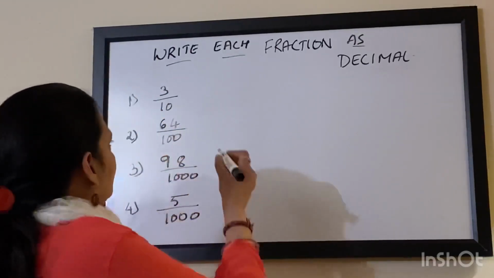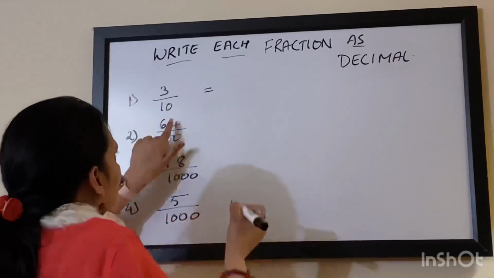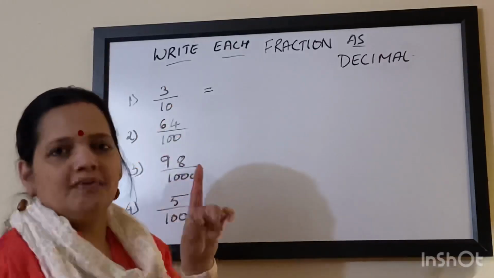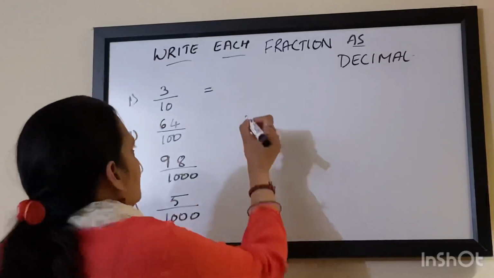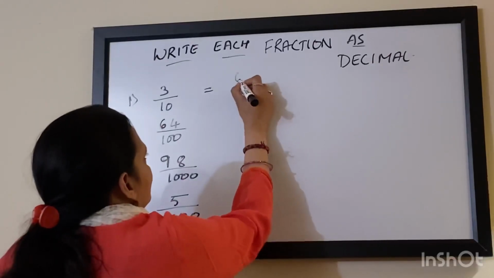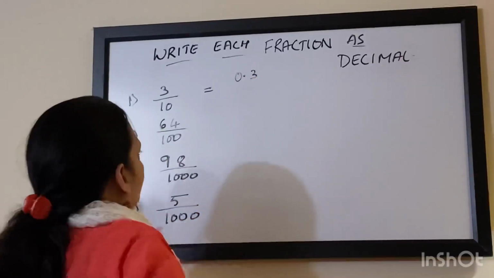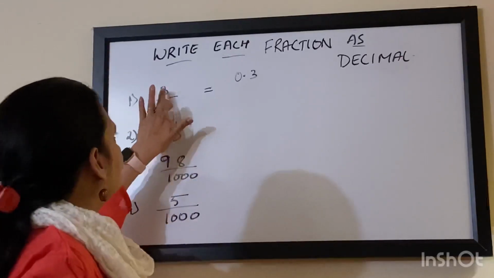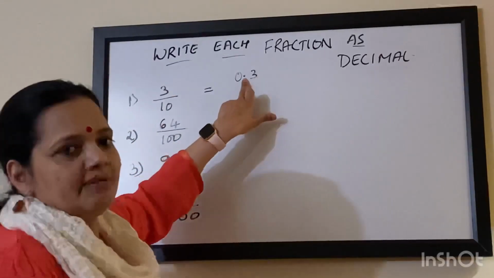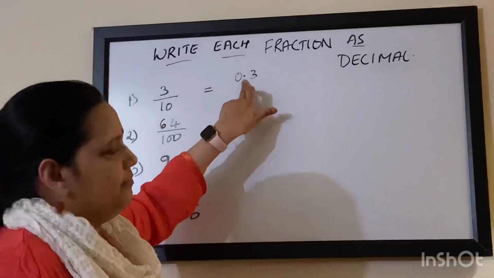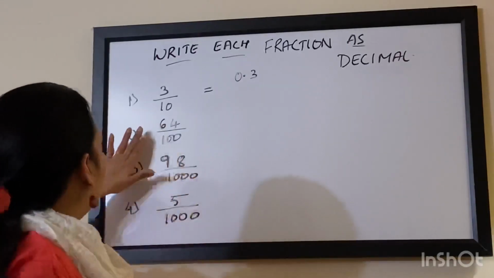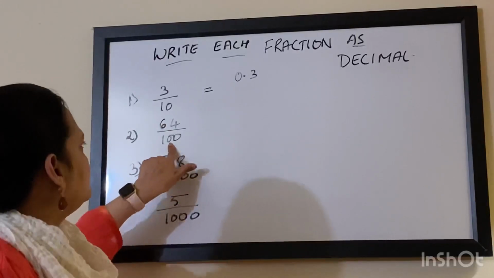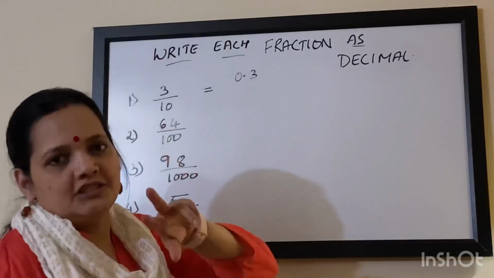So what we can do here is, because it is just 10, we just have to place one decimal, like it will be just one decimal place. So it will be written as 0.3. Okay, so 10 means there will be just one decimal place over here. Now in the second example we have two zeros and on the top there are two digits also.